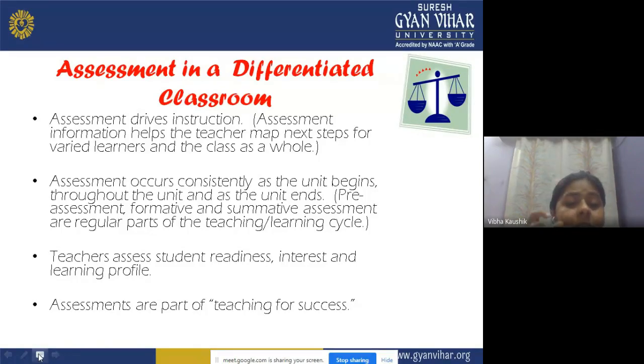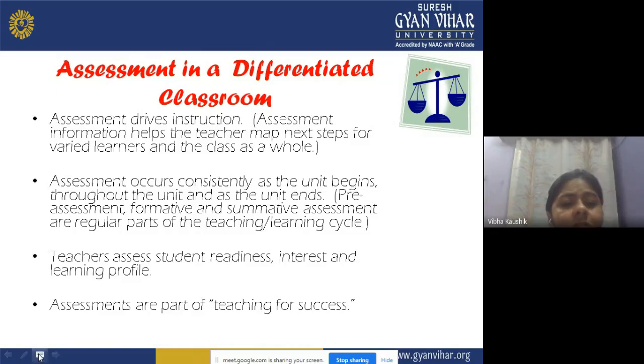The information which the teacher gets from the assessment will help the teacher to plan his teaching in a different way. It means that the assessment will help the teacher plan his teaching in that manner also, so that every individual's needs can be satisfied.